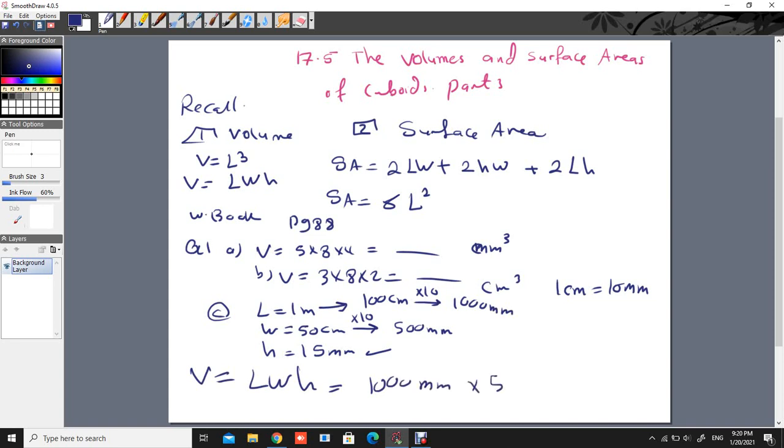Now we can find the volume, length times width times height, which is the length 1000 millimeter times the width 500 millimeter times the height 15 millimeter. Now here we have 5 zeros, 1 2 3 4 5. Here 5 times 15, which is 75 millimeter cubed.